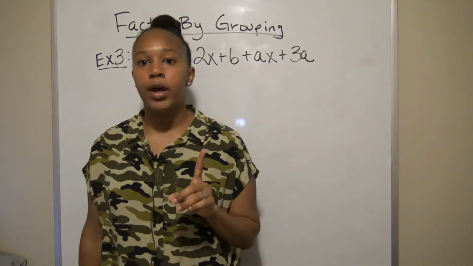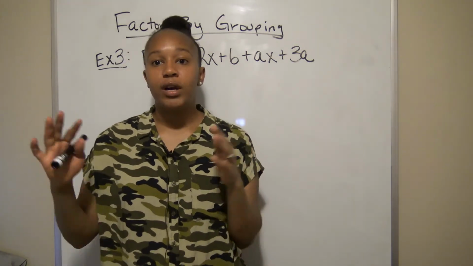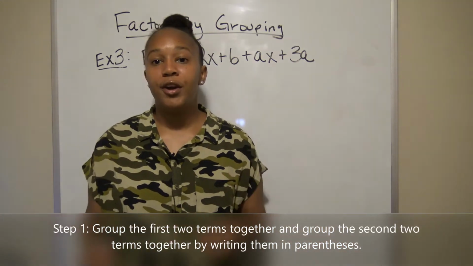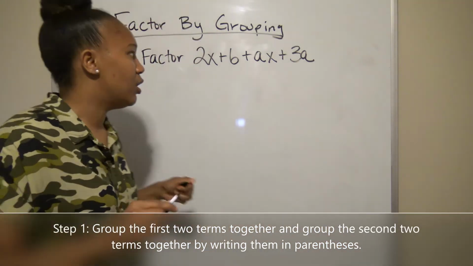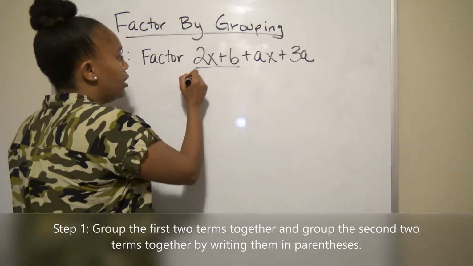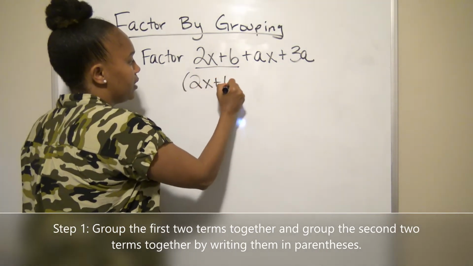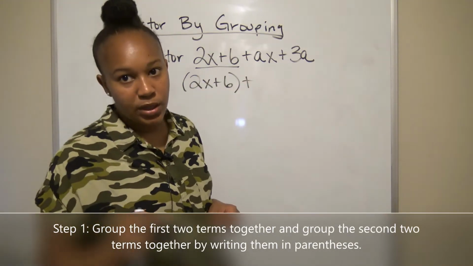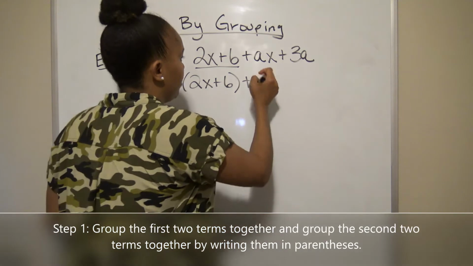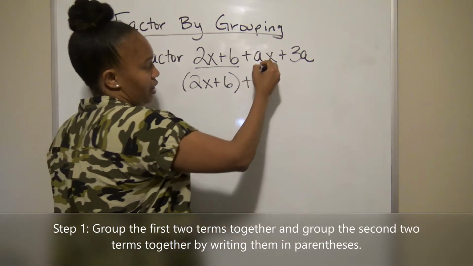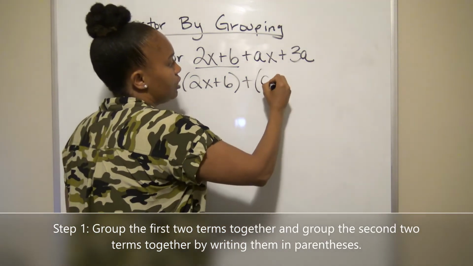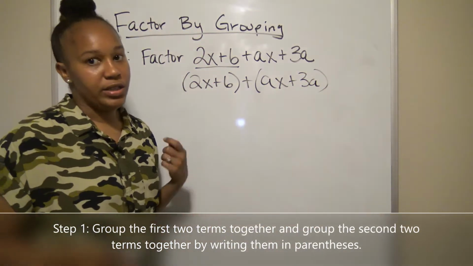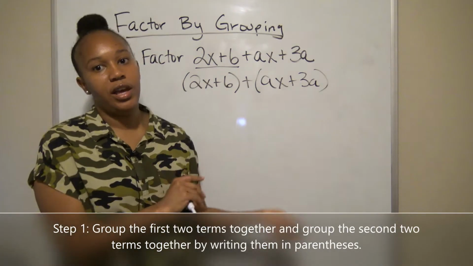Okay, step 1. Step 1 is you want to group the first two terms together, and then you want to group the second two terms together. Grouping them together means writing them in parentheses. So the first two terms are these two, so I want to write these two in parentheses. For the second two terms, you'll always put a plus sign in between them, no matter what, and whatever this sign is stays with that term right there. So when I group these two terms together, I get ax plus 3a. So that's step 1, simple. Just put the first two terms in parentheses and the last two terms in parentheses.